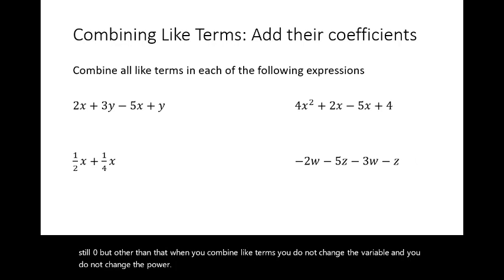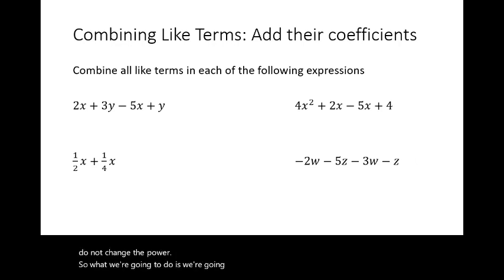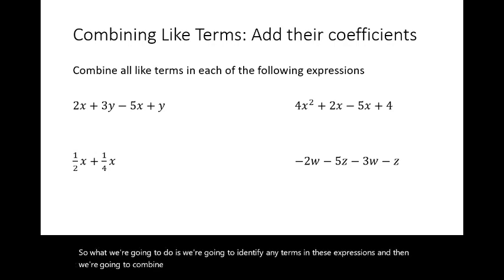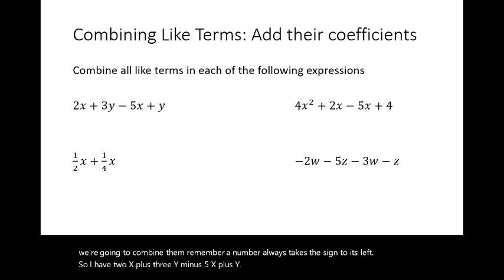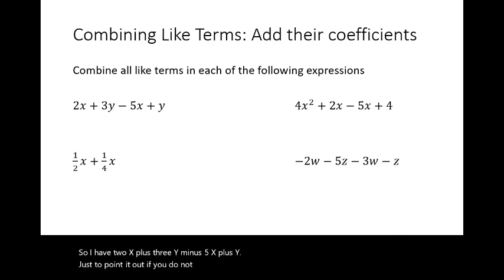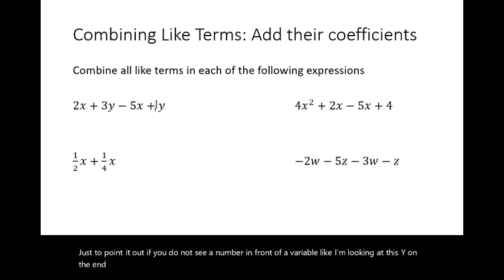So what we're going to do is identify any like terms in these expressions, and then combine them. Remember, a number always takes the sign to its left. So I have 2x plus 3y minus 5x plus y. Just to point it out, if you do not see a number in front of a variable, like this y on the end here, you can always assume that there is a 1 there. So this can be thought of as 1y.